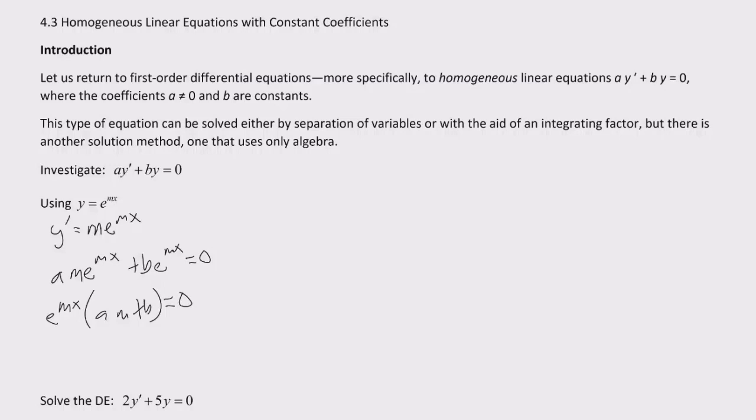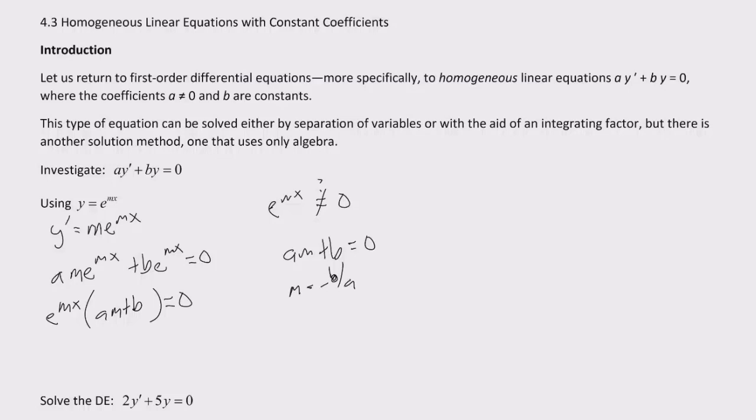Okay, so let me write that a little nicer. Now, what about e^(mx)? Is that ever going to equal 0? Nope, not at all. So the only potential solution is that component from the factored form, where am + b has to be 0. So m in this case would be equal to negative b over a. Now we have a stronger sense of what our solution would look like in terms of the coefficients of the equation.